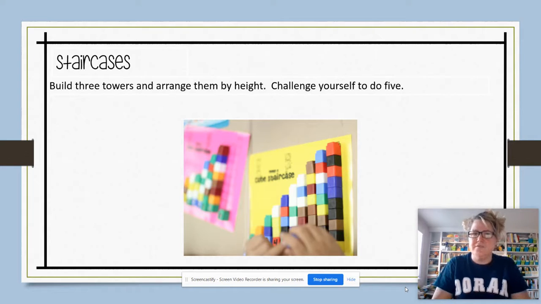And then challenge yourself to do 5 different towers. So if you've already done your 3, build another one and see where that would go. And that would be 4, and then build another one and see where that one would go. And then record it. And I can't wait to see your recordings.